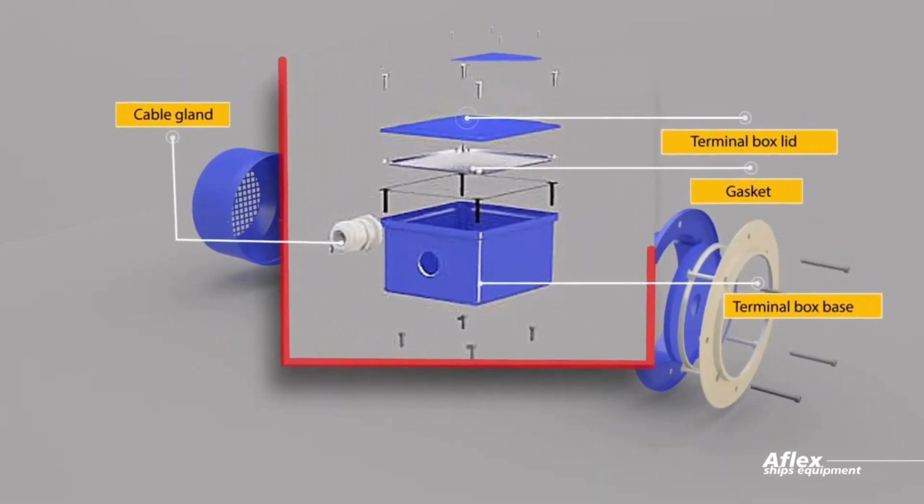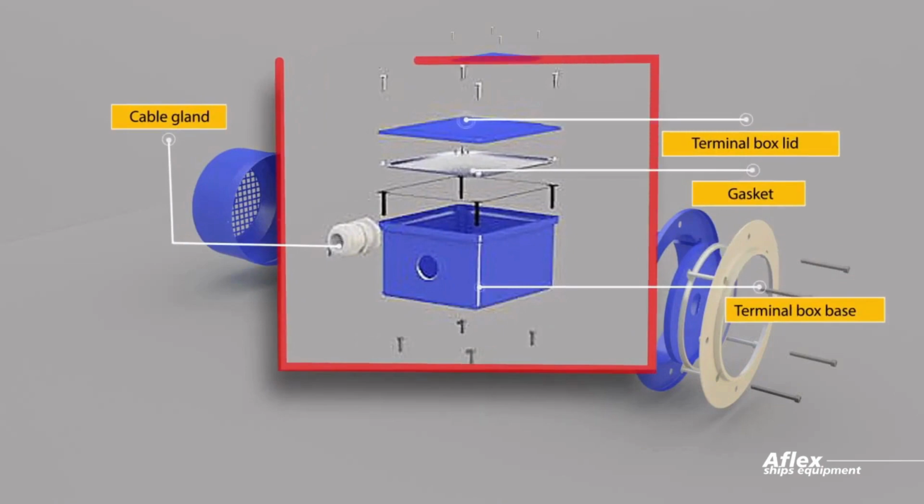The terminal box allows the power cable to be fixed with a cable gland to provide powering of the induction motor. The terminal box consists of screws, terminal box lid, gasket, terminal box case and cable gland.